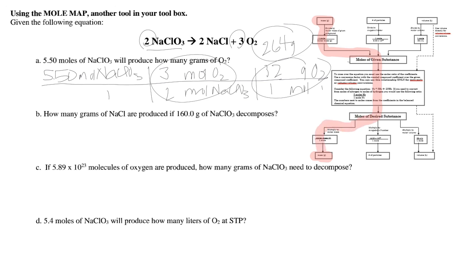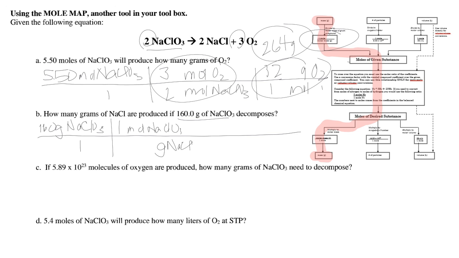We're going to start with the number, unit, and substance given in the problem. So I have 160 grams of NaClO3. According to the flow chart, that's my conversion: 1 mole of NaClO3 over the molar mass of NaClO3. And that molar mass is 106.44.